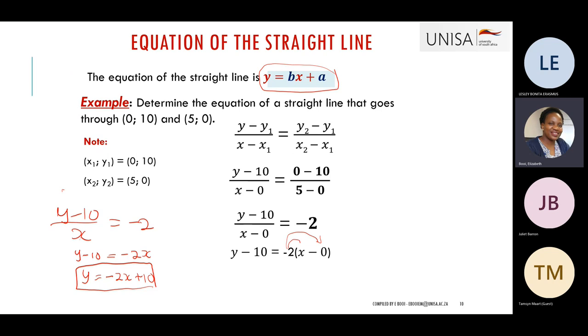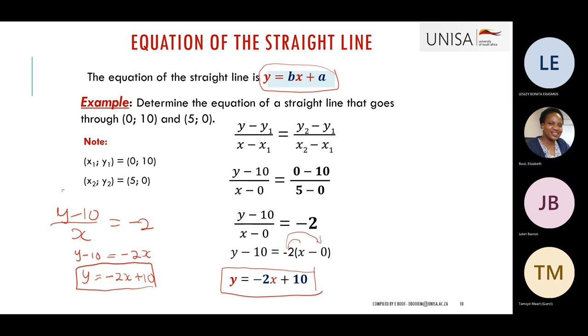So it will be minus 2 times x is minus 2x. Minus 2 times 0 is 0. And to move minus 10 to the other side, it will become positive 10. As you can see, only the blue letters A and B are numbers, and y and x stay as they are. And that's how you will find the equation of a straight line.